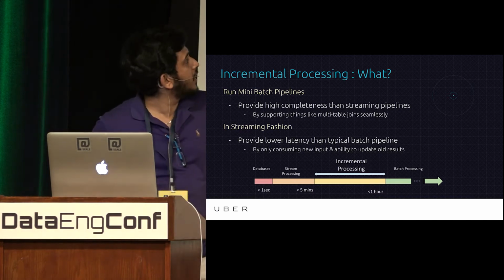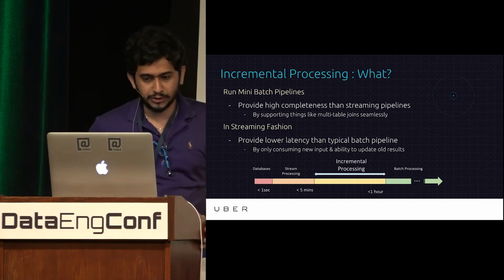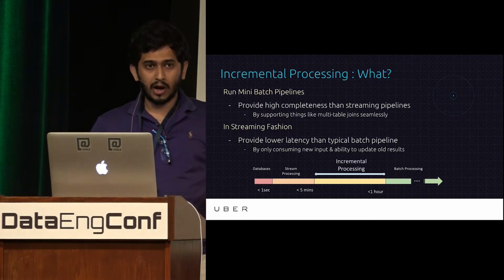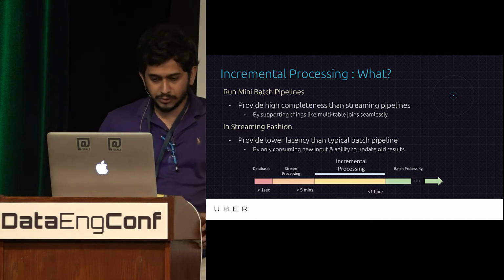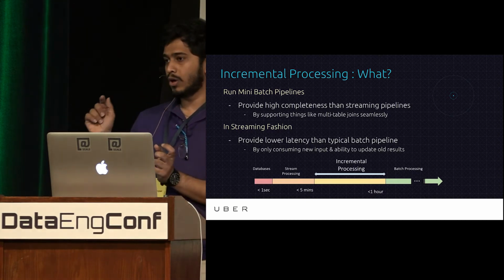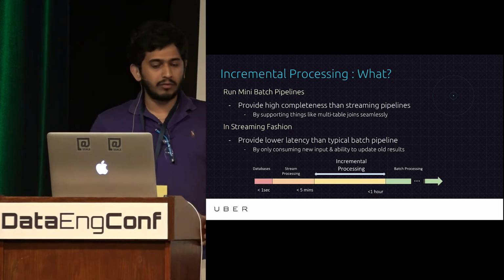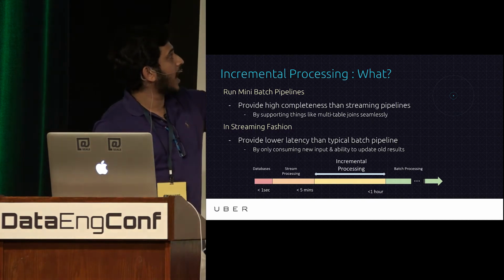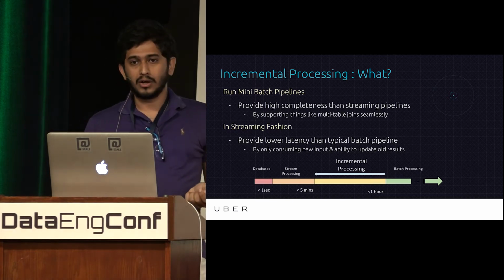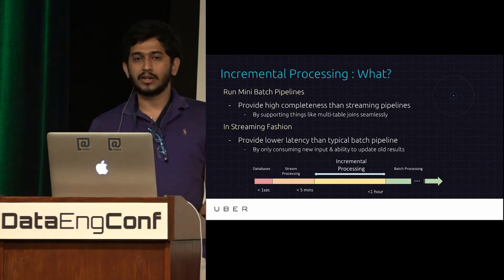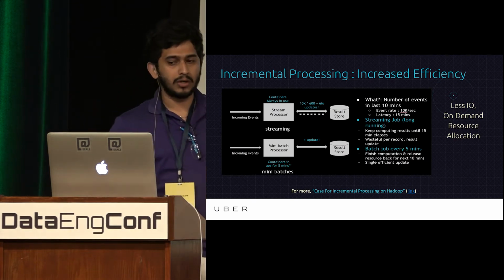So what we really mean by incremental processing is essentially running mini batch pipelines, but in a streaming fashion. When you run mini batch pipelines, you get higher completeness than your typical streaming pipelines. And since you do it in a streaming fashion, which means you are only acting on new input and you're able to update old results, you get faster latency than your typical batch pipeline. So effectively, we filled the gap that we were observing, and made it more of a spectrum of choices that you pick based on your use case, rather than a dichotomy, as I mentioned. And I'll quickly go through some of the reasons why we did this.